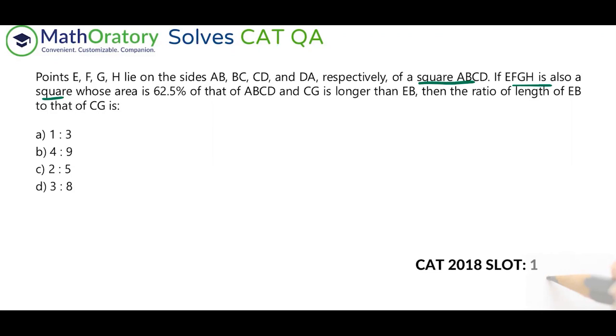Don't overanalyze these kind of things. Its area is given as a proportion of the entire area. Great. And the CG is longer than EB. So this will help me to relatively place the points.